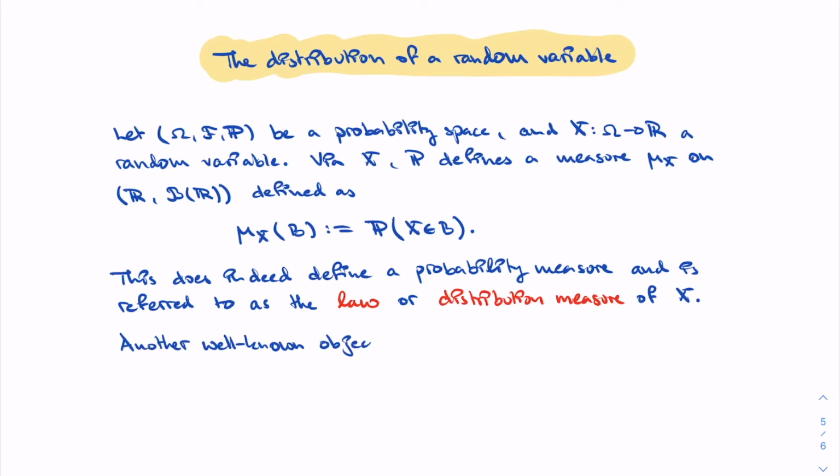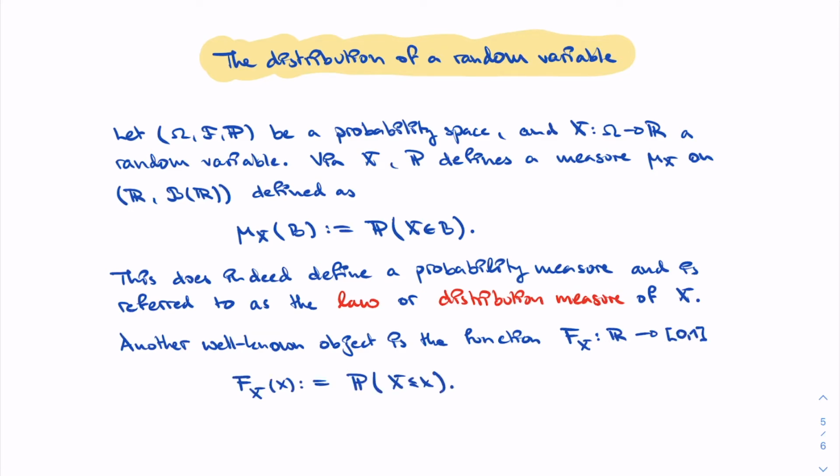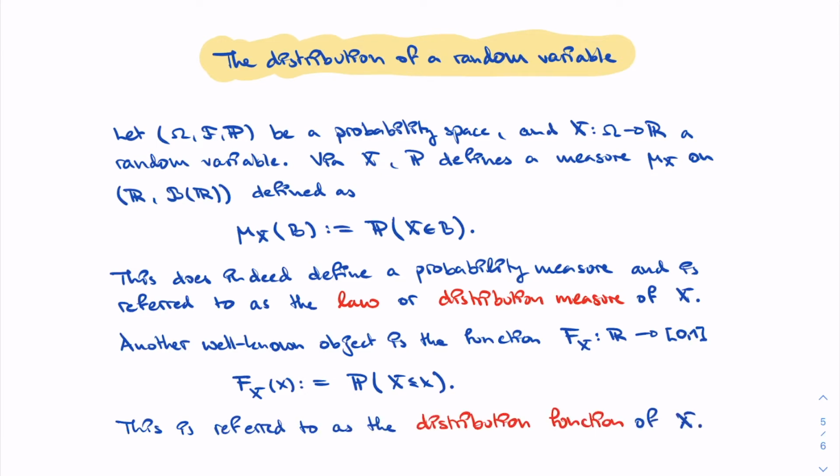Another well-known object is the function F_X(x), which equals the probability that X takes a value less than or equal to little x. This is referred to as the distribution function of X.